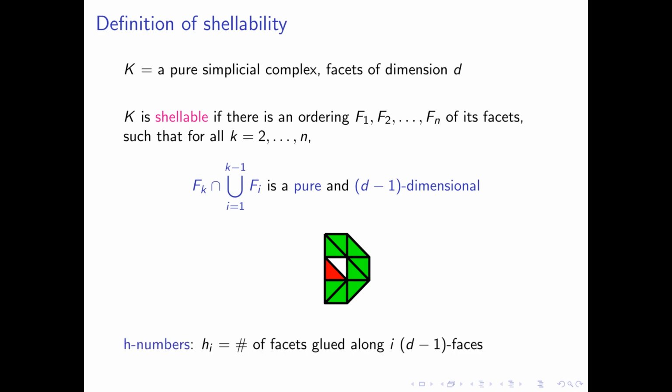If we have a shellable complex, we may count the number of facets that were glued along i d-1 dimensional faces. This number is called h_i. So, for example, in this picture, h_2 would be the number of triangles that are glued along 2 edges.